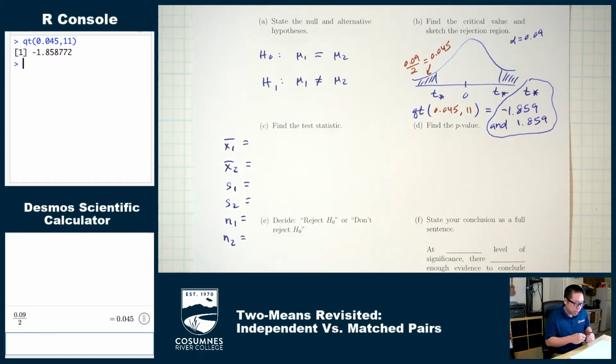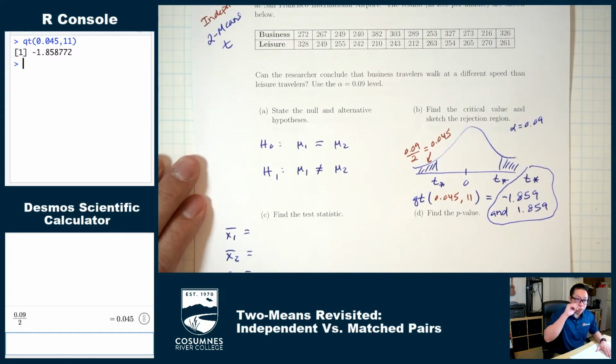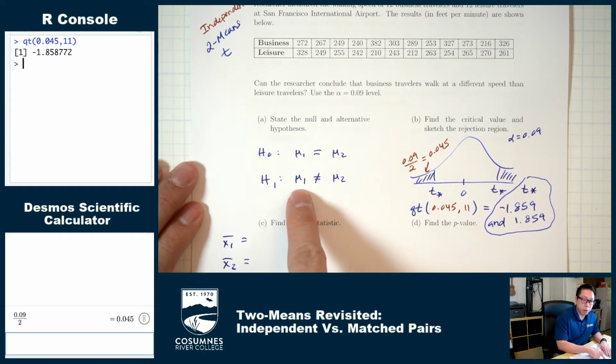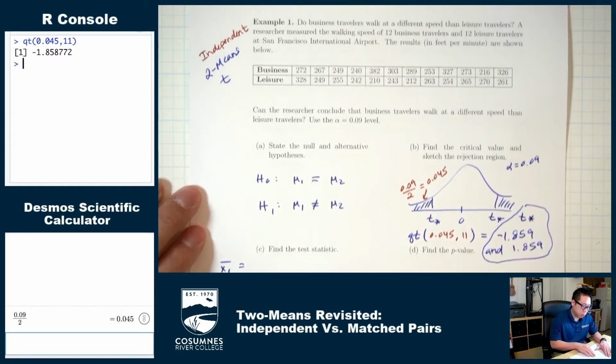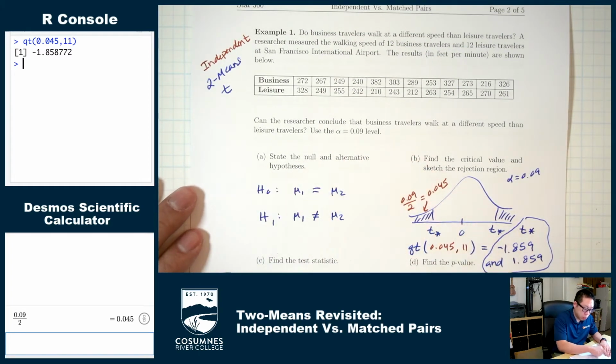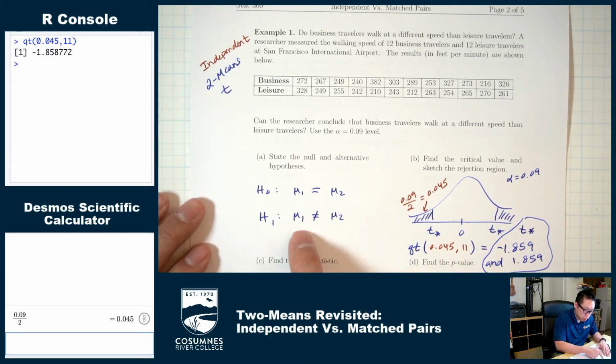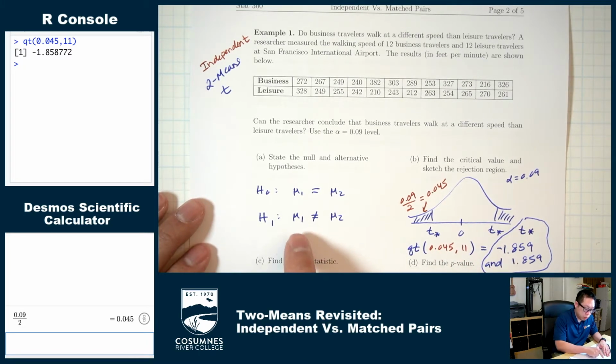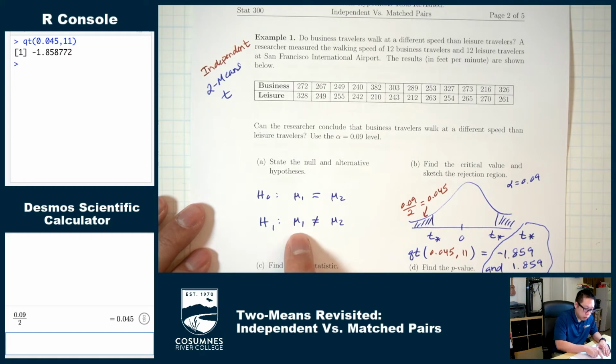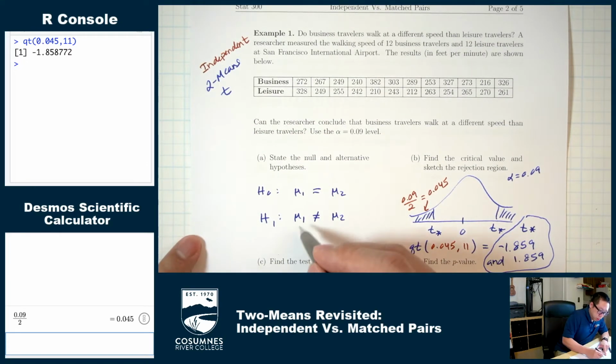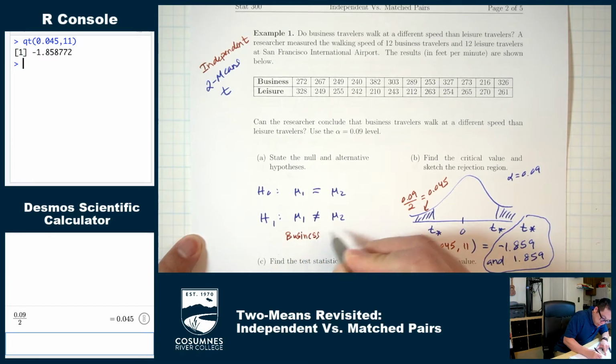And actually, let me back up a bit. I forgot to label what I mean by ones and what I mean by twos. Okay, so we're talking about business and leisure travelers. So it doesn't matter what you choose for which. Let me choose business for my ones and then leisure for my twos. So my ones are business and my twos are leisure.